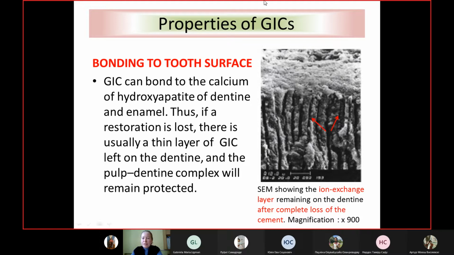And you see on this electron microscopic picture that there is a combination, like the material is combined with the tooth structure. It penetrates into dentine and creates tags. Somehow we can call them tags.